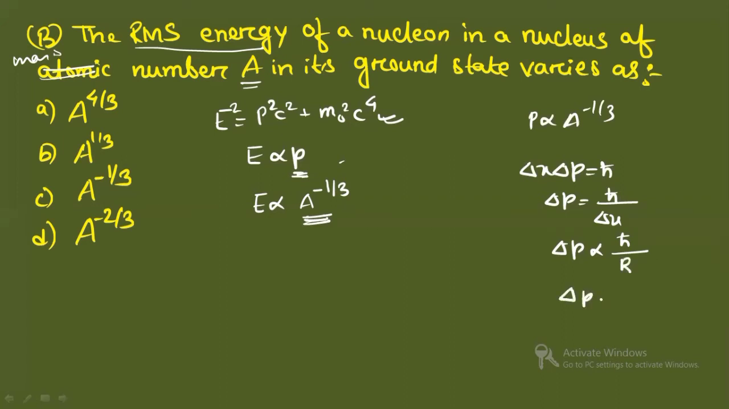R is the nuclear radius. So it is proportional to h cut by A to the power 1 by 3. R naught is also a constant, so I'm not writing it here. Okay, clear? So delta p is proportional to A to the power minus 1 by 3. From here we can write, if momentum is proportional to A to the power minus 1 by 3 and energy is directly proportional to p, then energy will also be proportional to A to the power minus 1 by 3. That means the RMS energy will vary as A to the power minus 1 by 3 in its ground state. So your correct answer is option C.